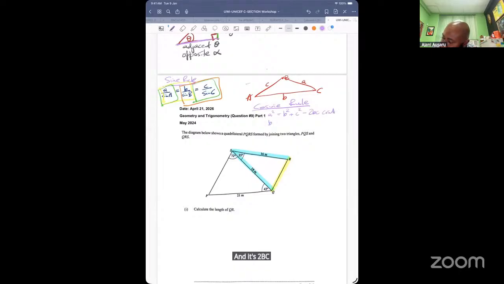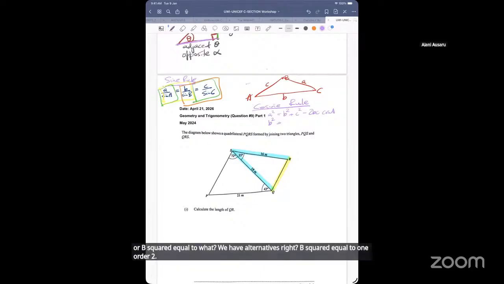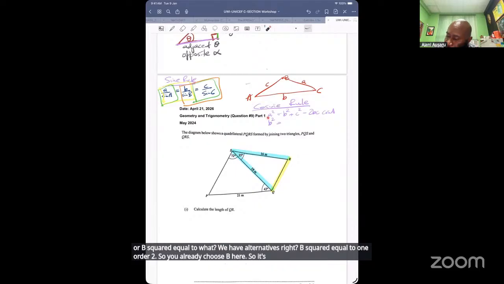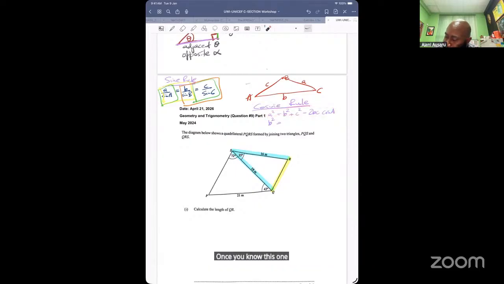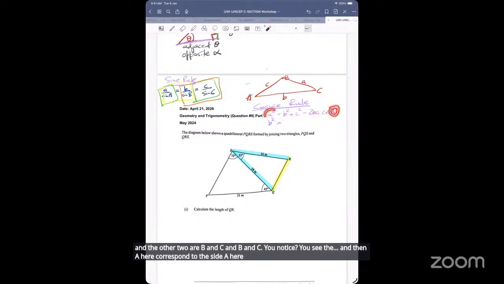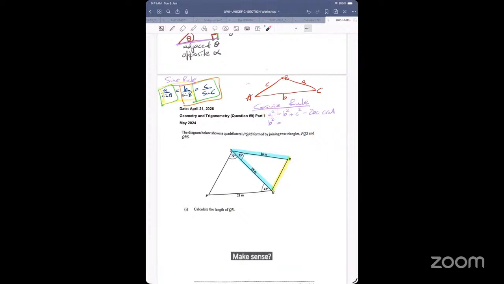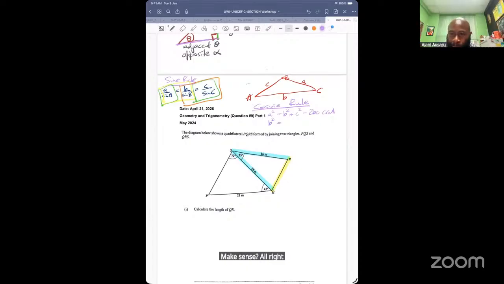Or B squared equal to what? We have alternatives, right? You already chose B here, so it's easy to remember. Once you know this one, you know all of them, right or wrong? Because here you have A, and the other 2 are B and C. This A corresponds to the side A here, which is the subject of the formula. Make sense? So it's easy to remember. Once you remember one of them, the other 2 are easy. You don't have to try to memorize it too much.